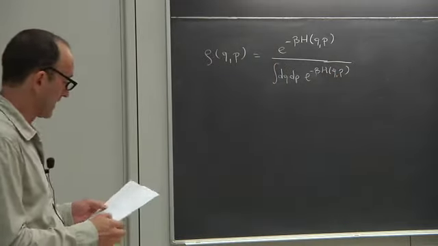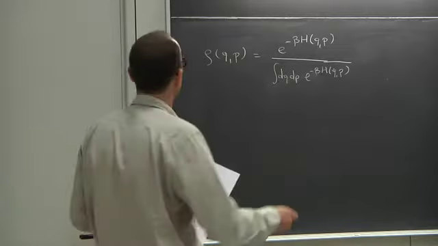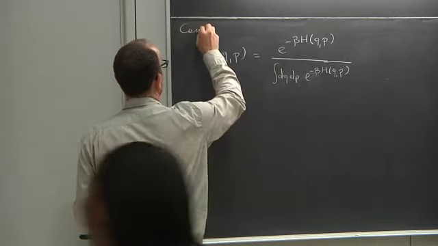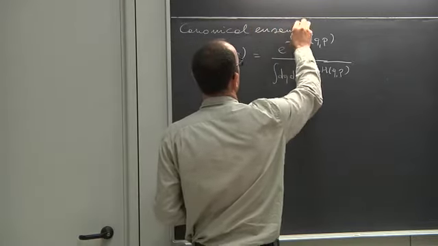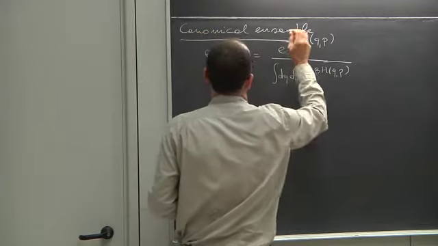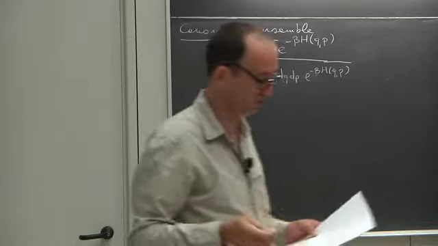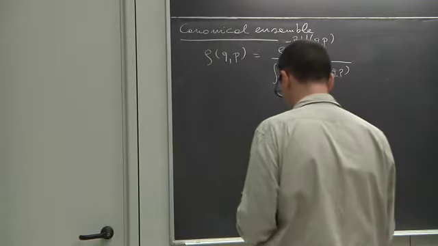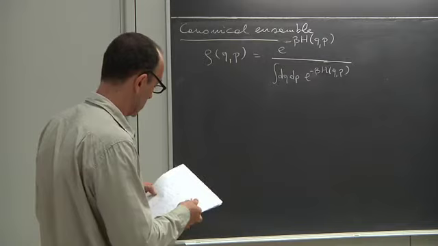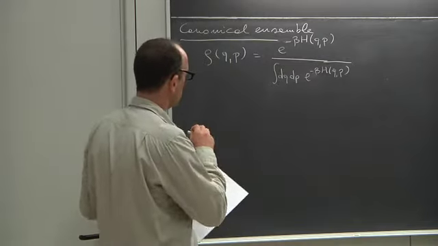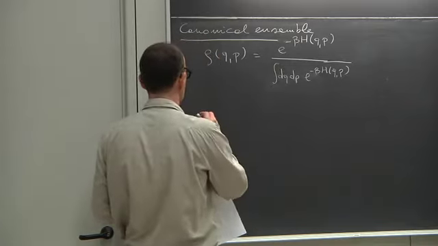So in the end, this is for the canonical ensemble. The canonical ensemble for a classical system is this distribution in the phase space. And so the practical recipe which one has to follow is to compute the partition function.